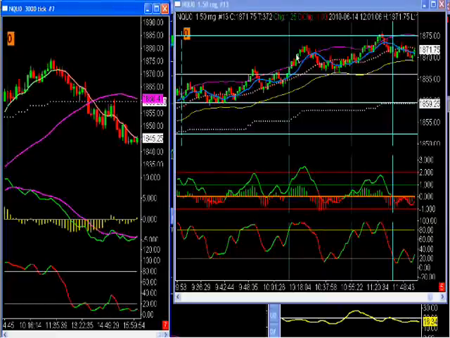So you're shooting for 2 and 4 and trail a final third. What I typically do is when I get my first target, I'm moving my stop to my entry. So you take it and it works out just fine.